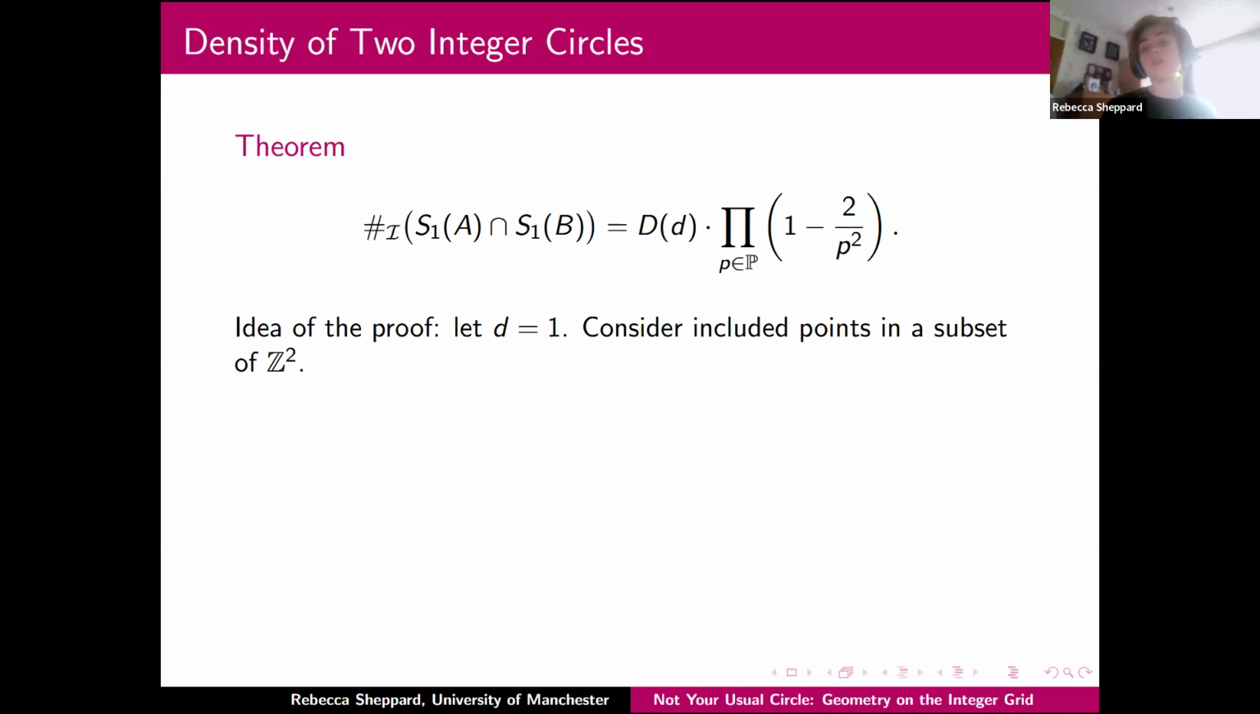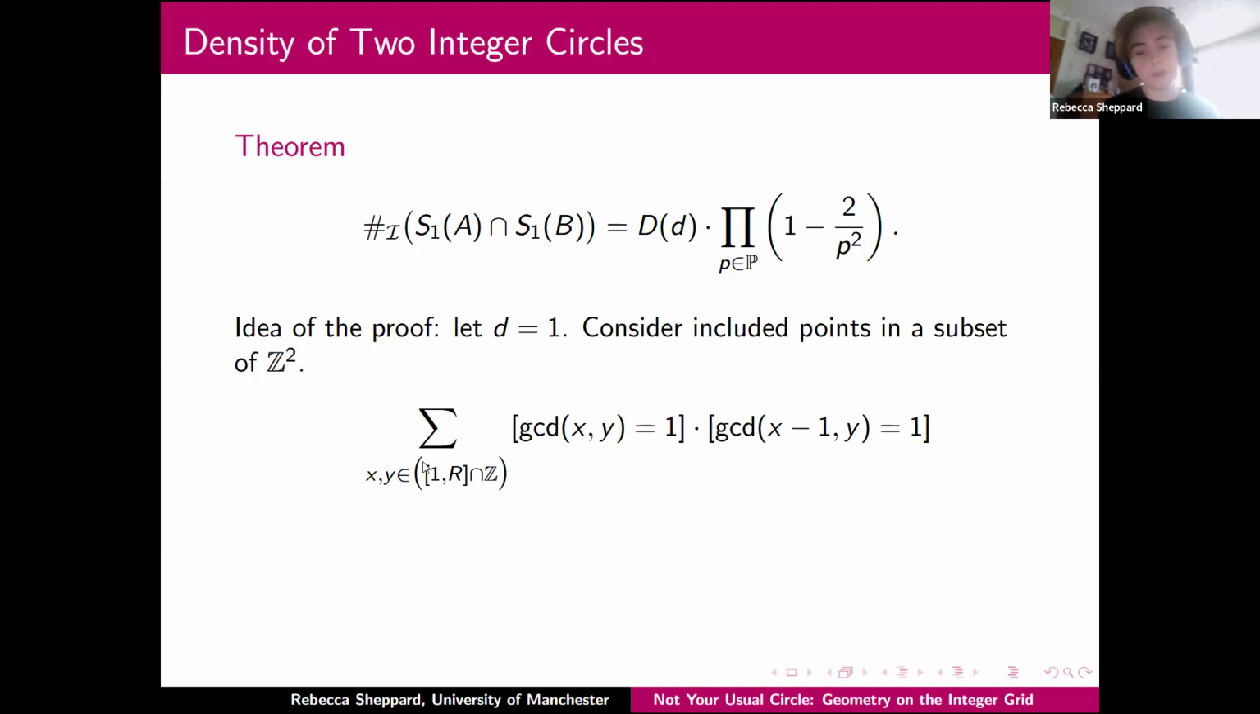So we consider the points which are included in a subset of z squared. I'm going to use the positive integers in 1 to r, so it's one of these terms in our IN, but only positive. We can do this because of some level of symmetry.